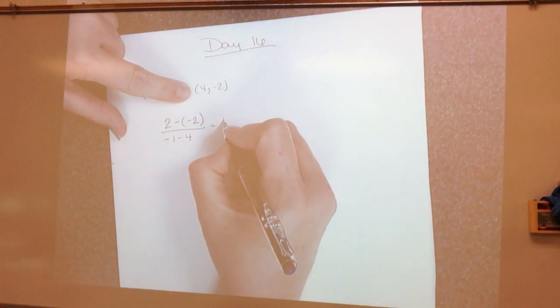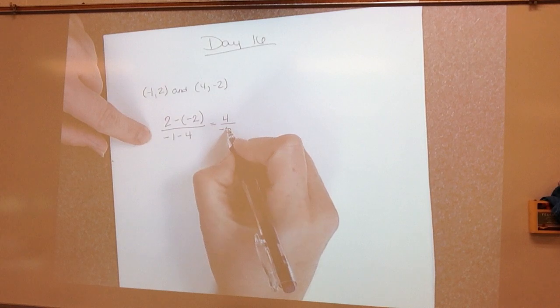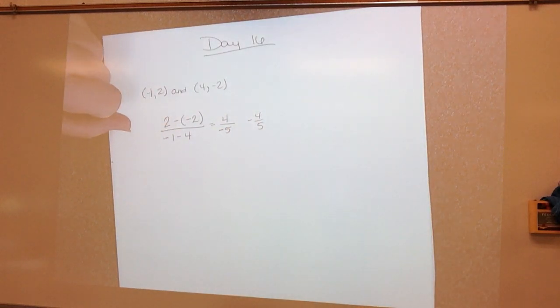2 minus -2 is 4 over 1. -1 minus 4 is -5. So my slope would be -4/5. Okay? It does matter.